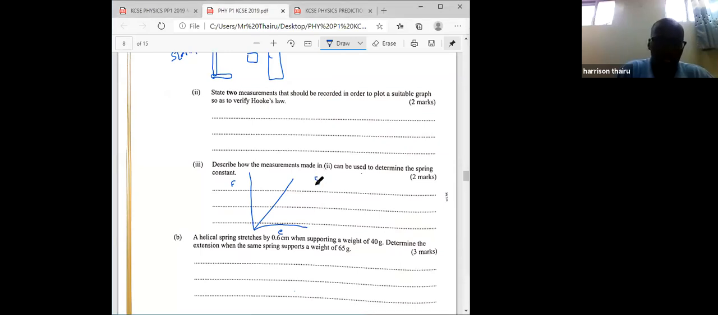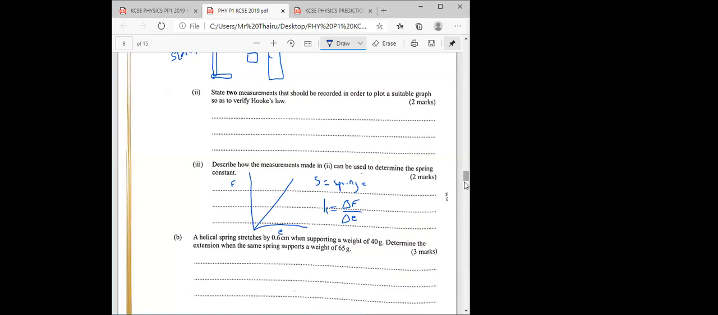We can state that the slope will give us the spring constant. So in this case, this is one way. The other one, there are some students who are going to state that the spring constant K is equal to change in force over change in extension. So those are two ways, and you get your 2 marks. Then we can move to the next question.